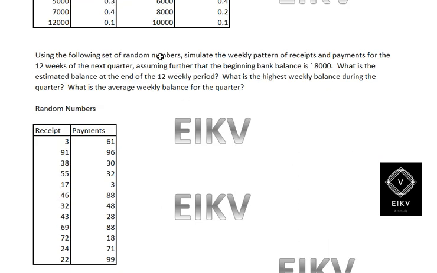Using the following set of random numbers, simulate the weekly patterns of receipts and payments for the 12 weeks of the next quarter, assuming further that the beginning bank balance is 8,000. What is the estimated balance at the end of the 12 weeks period? What is the highest weekly balance during the quarter? What is the average weekly balance for the quarter?